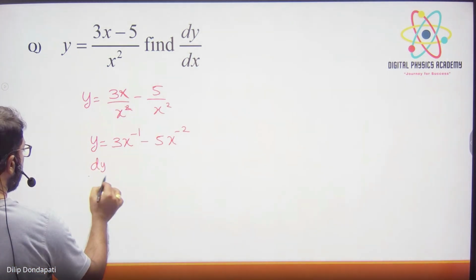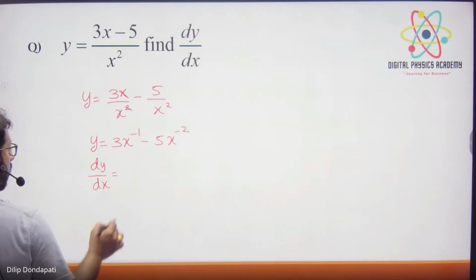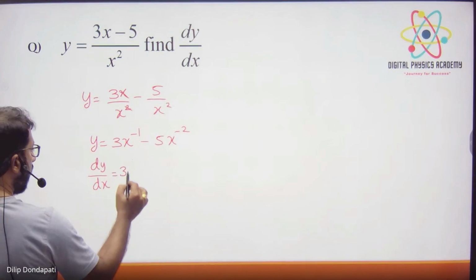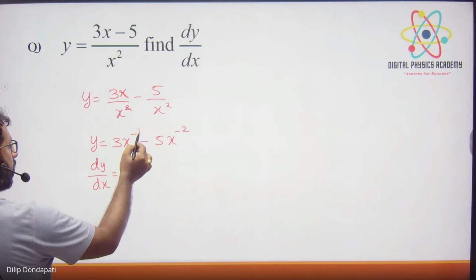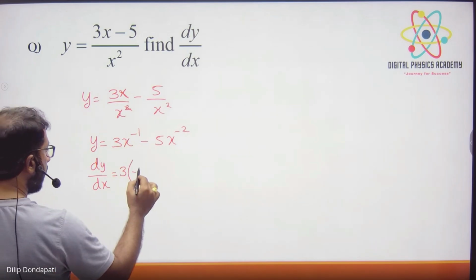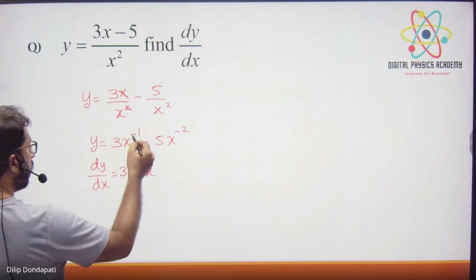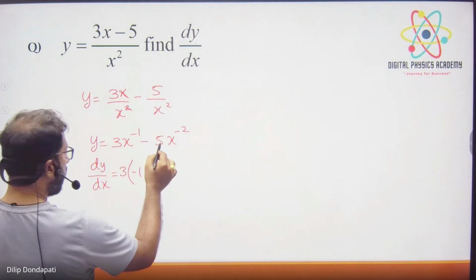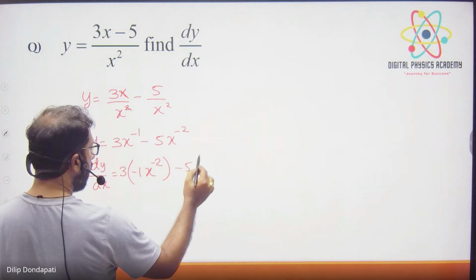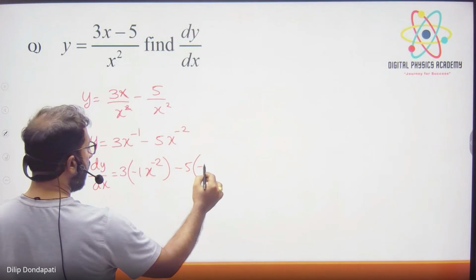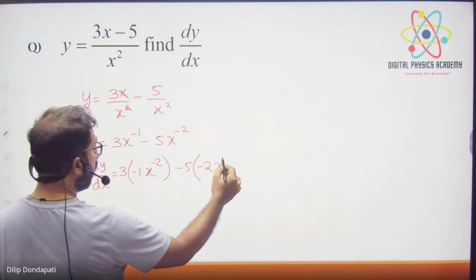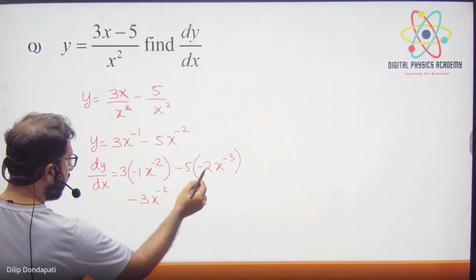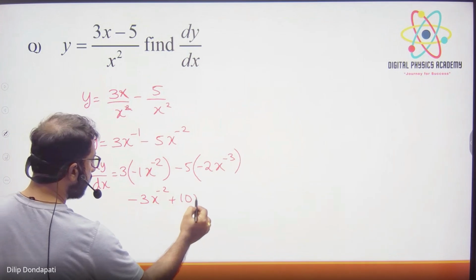What is dy by dx? A constant into the sum, right? The constant will come outside. What is the formula of x power n? n into x power n minus 1. So -1 is -2. The differentiation of -5 will come outside, -5. And differentiation of x power -2 is n into x power n minus 1. So what will it be? -3x power -2 minus of minus plus 10x power minus.